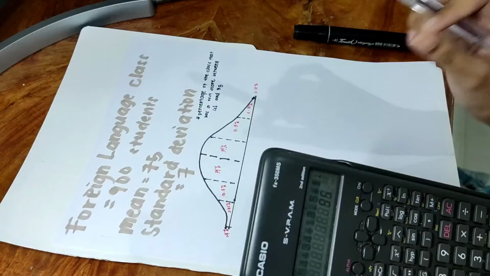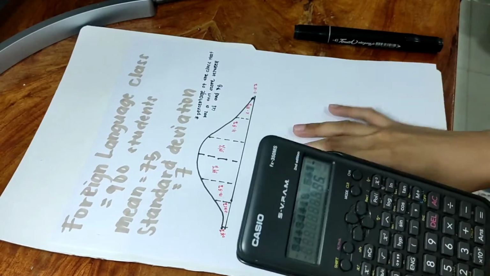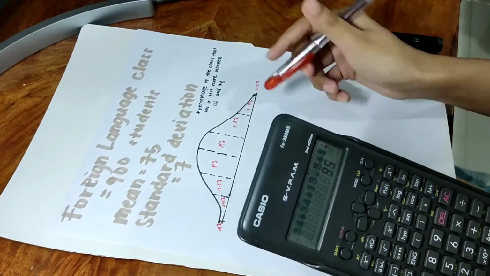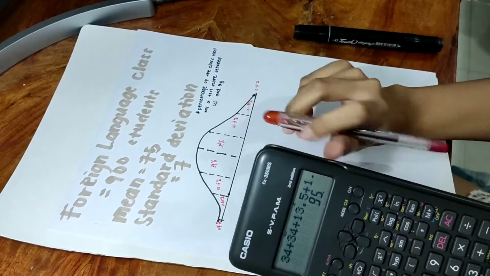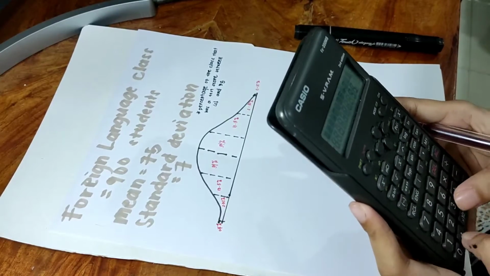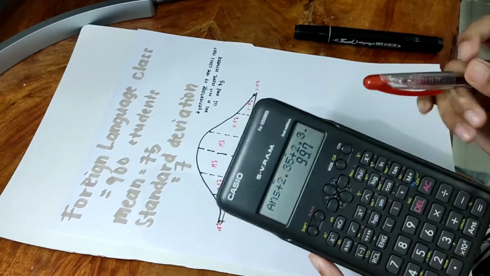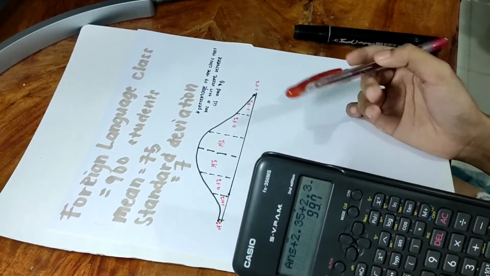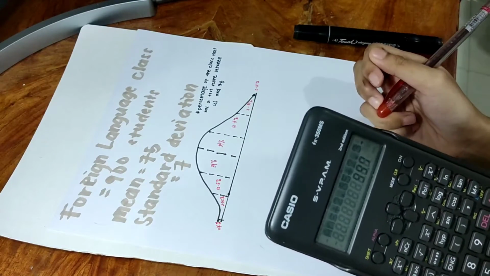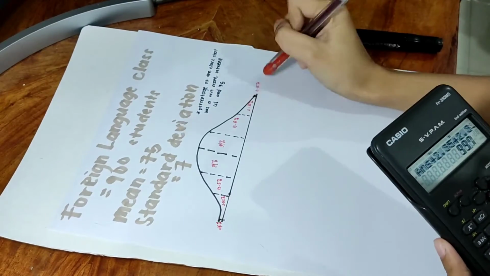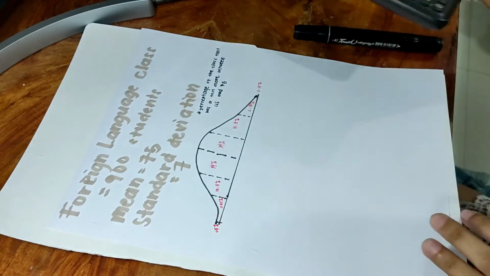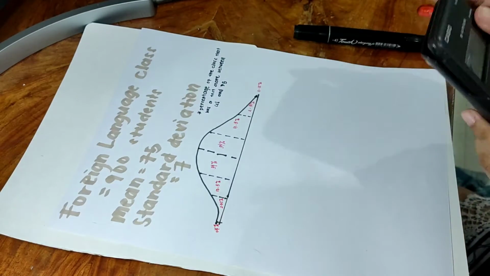Next, we take 99.7. To the 95 that you got, you just add 2.35 plus 2.35. You'll get 99.7. That is why the empirical rule is called 68, 95, 99.7. And if you add 0.15 at the very end and 0.15, you'll get 100%.